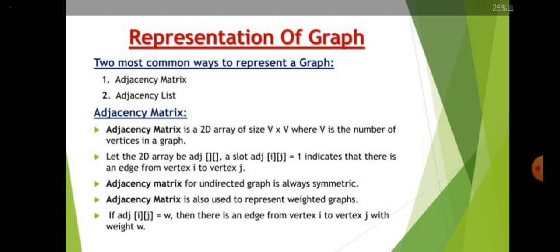The adjacency matrix for an undirected graph is always symmetric. The adjacency matrix is also used to represent a weighted graph. If adj[i][j] equals w, then there is an edge from vertex i to vertex j with weight w.